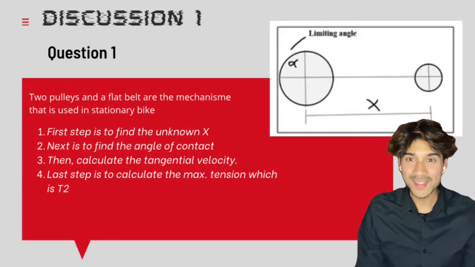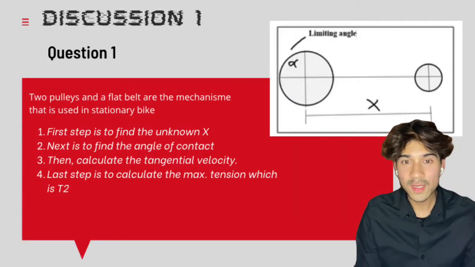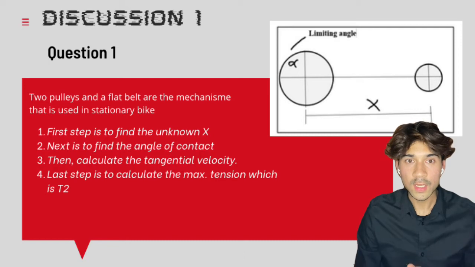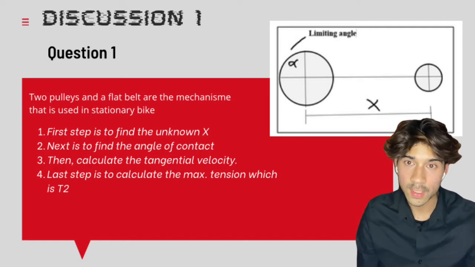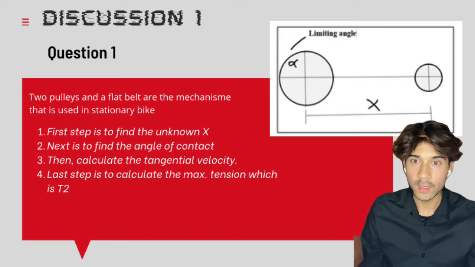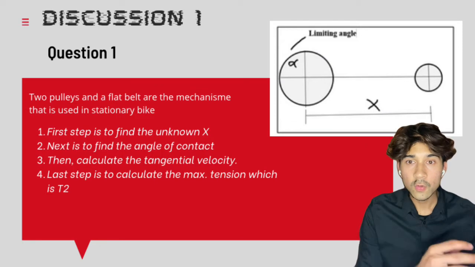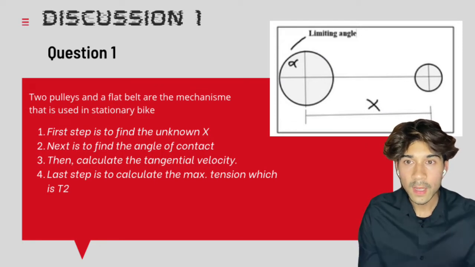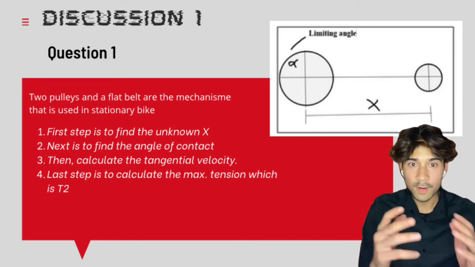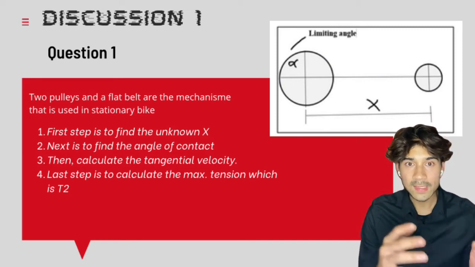Okay, now let's start with the first discussion. Basically, all of the questions have been discussed by KHAIRUL ARIF, who already answered the calculation and the analysis. So I will discuss the calculation in a bit more detail. First of all, the two pulleys and the flat belt are the mechanism used in a stationary bike. First, we have to find the S unknown.